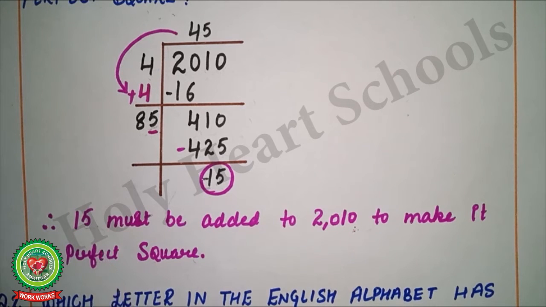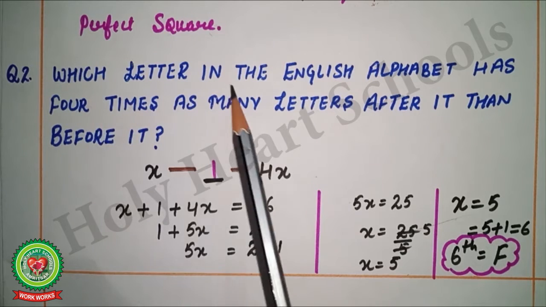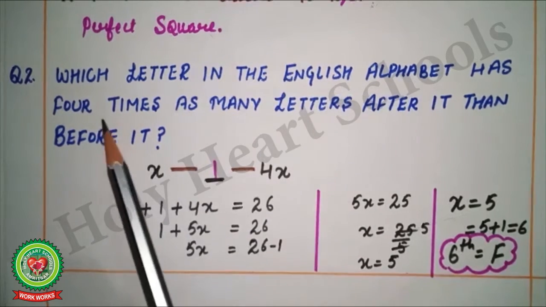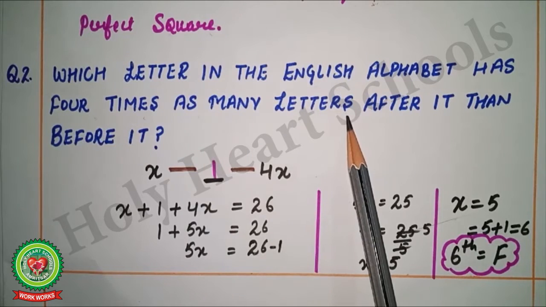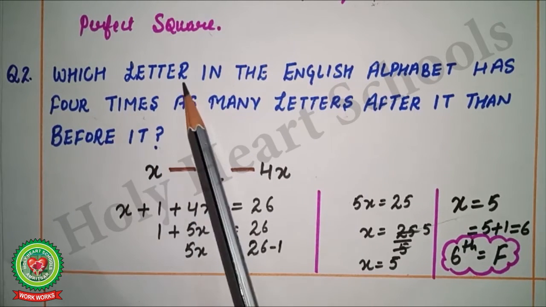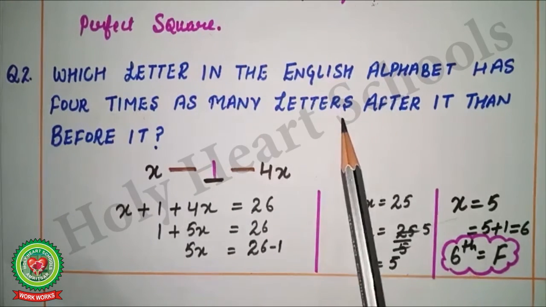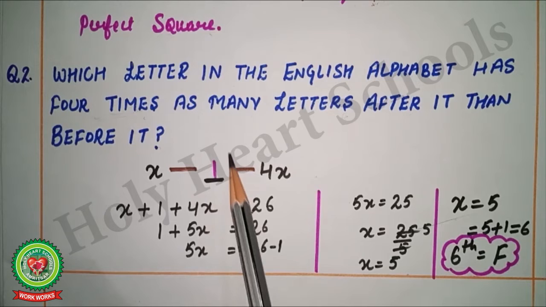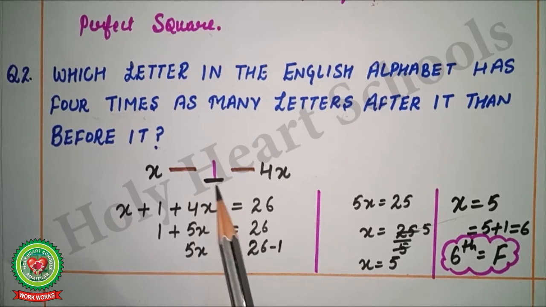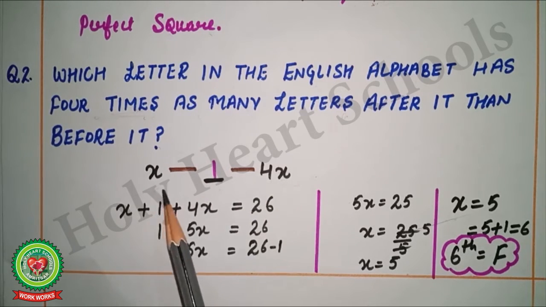Now move to the next question. Let's read this statement first. Which letter in the English alphabet has 4 times as many letters after it than before it? So let us suppose the letter itself will be 1, and after it there are 4 times the letters. So here we will write 4x, and before this letter we will have x letters.